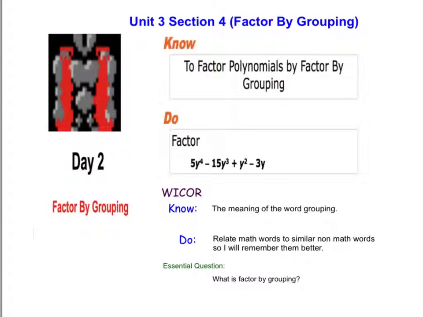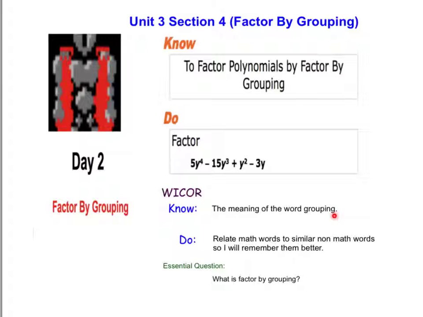Today, folks, we are going to look at how to factor polynomials by factor by grouping. When you're all done today, you're going to be able to do a problem much like what is seen here in the do. Okay, our wicker, know and do. The wicker, know, is the meaning of the word grouping. And our do, well, let's just jump to our essential question here.